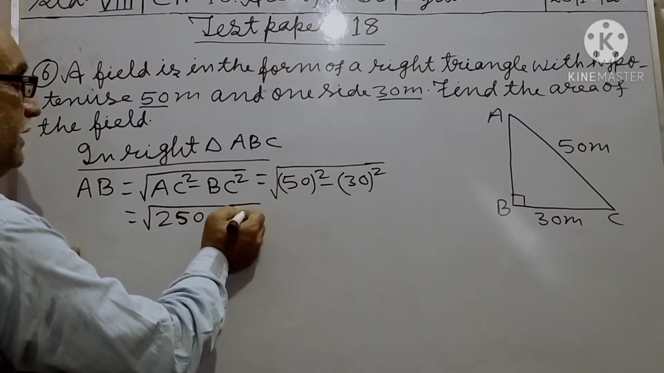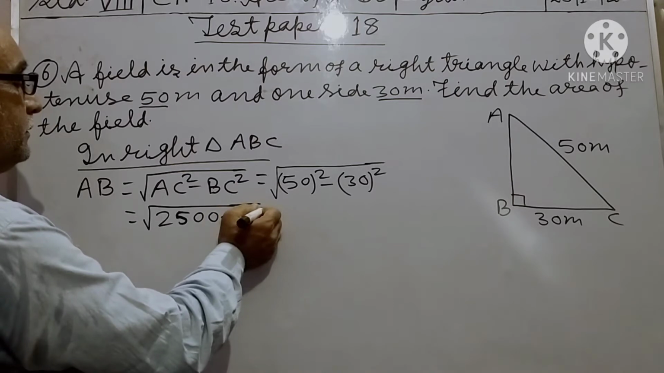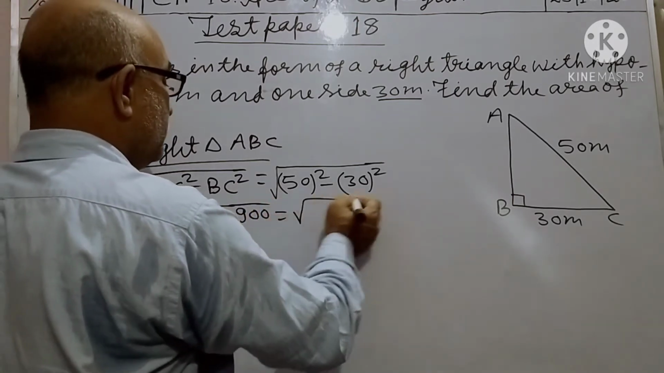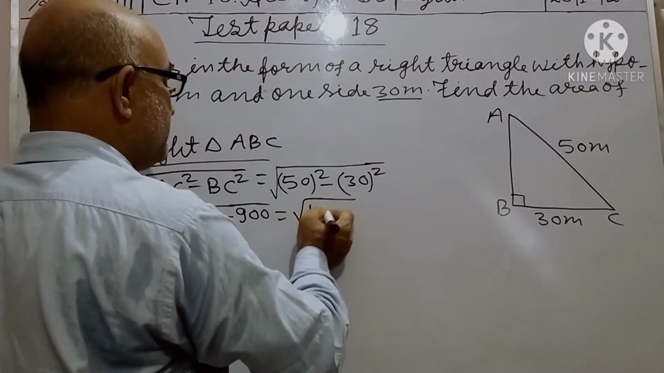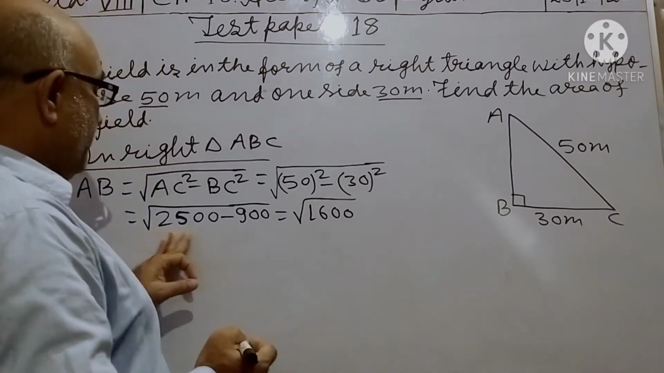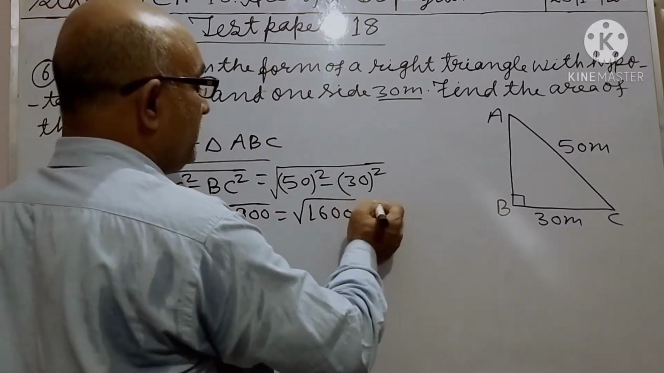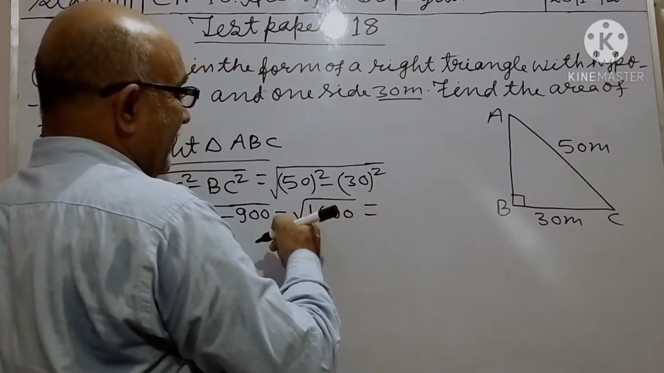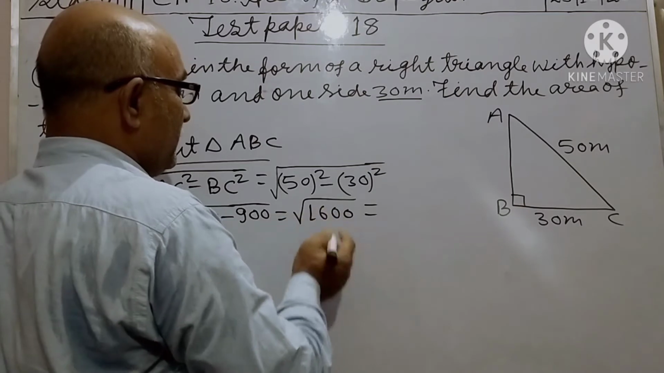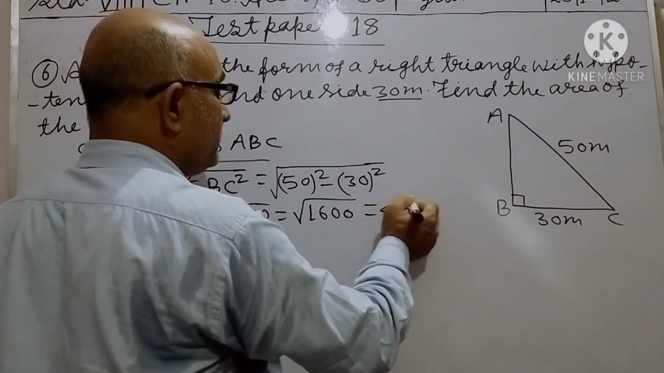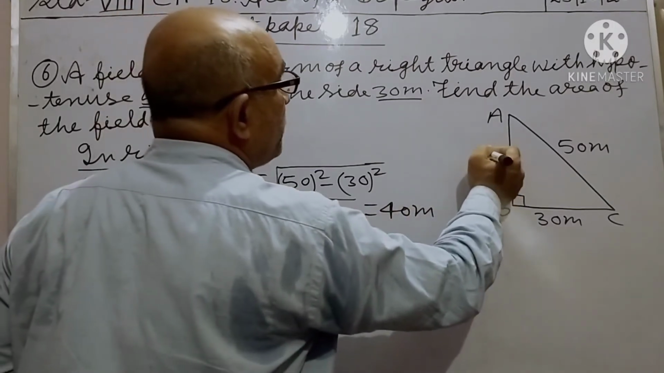minus 30 square, 900, equal to under root 1600. 2500 minus 900, 1600, equal to, the square root of 1600 is 40. So AB is 40 meter.